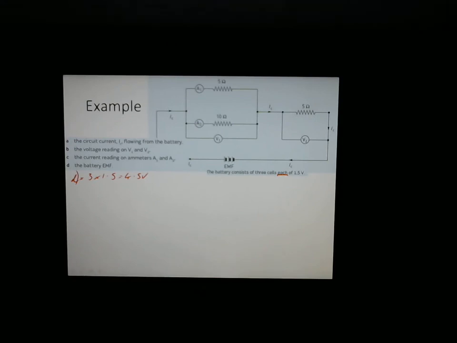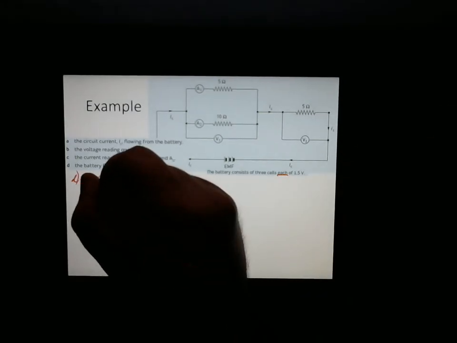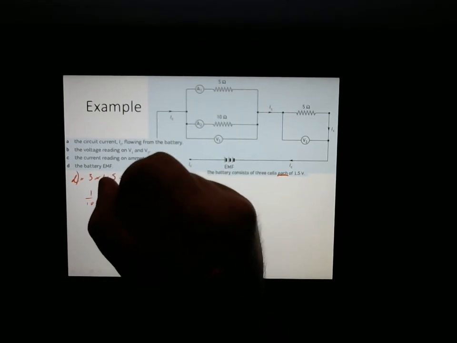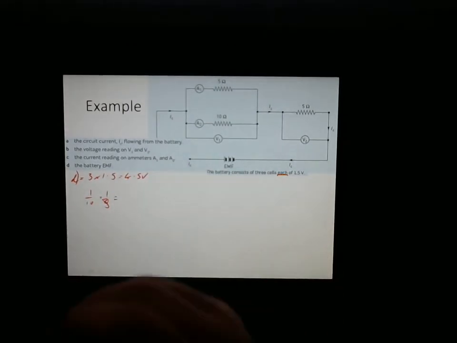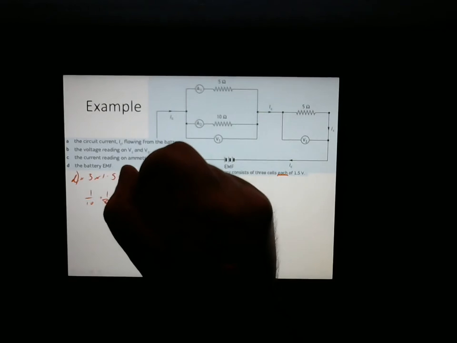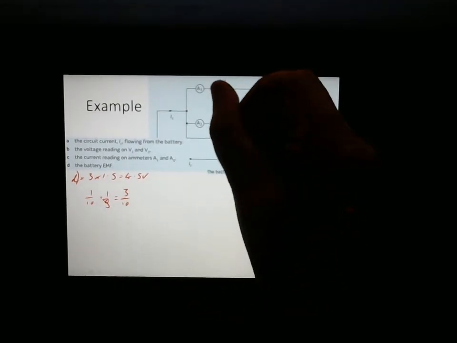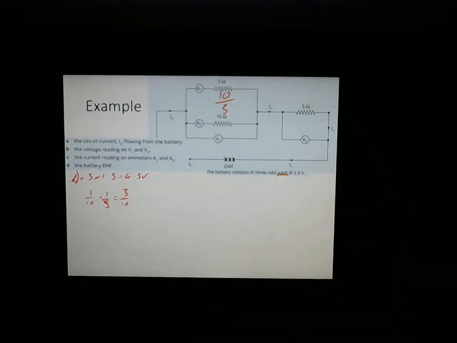We want to know now, what is the circuit current flowing from the battery? So what's the total current? Again, we need equivalent resistance. We've got 2 things in parallel, and then we've got 1 thing in series. So 1 over 10 plus 1 over 5 equals, 1 over 5 is the same as 2 over 10, so 3 over 10, so that here is equal to 10 over 3.